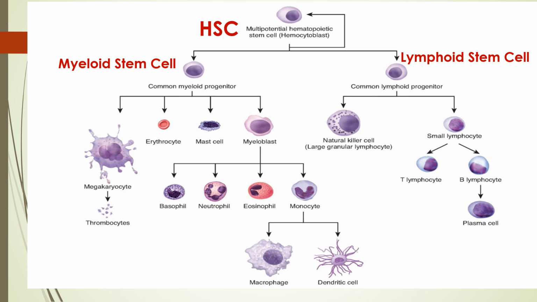The hematopoietic stem cell is a multipotent stem cell. This stem cell gives rise to a myeloid stem cell and a lymphoid stem cell. The myeloid stem cell, also called common myeloid progenitor, gives rise to the cells of the body which are the red blood cells or the erythrocytes and the white blood cells. The white blood cells may be granulocytes or agranulocytes.